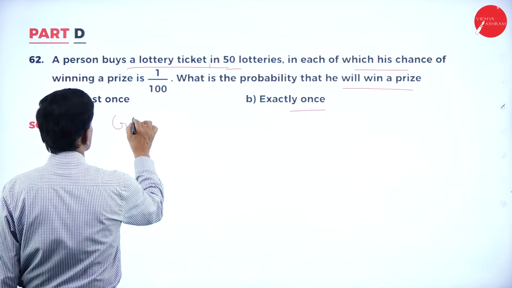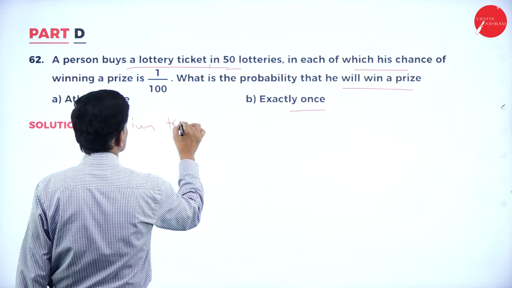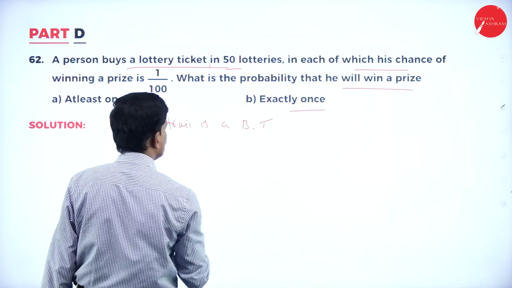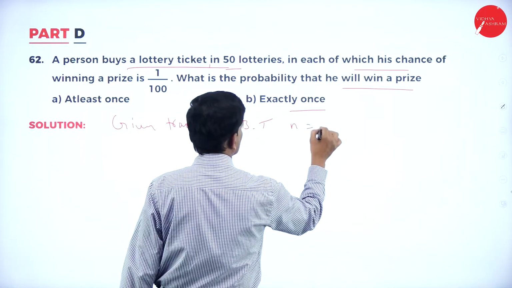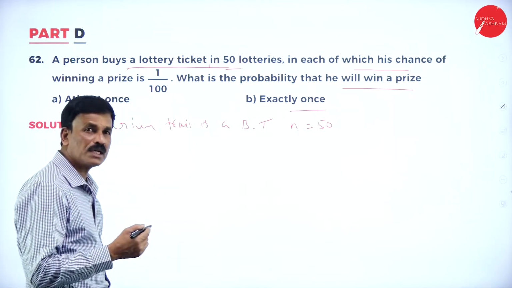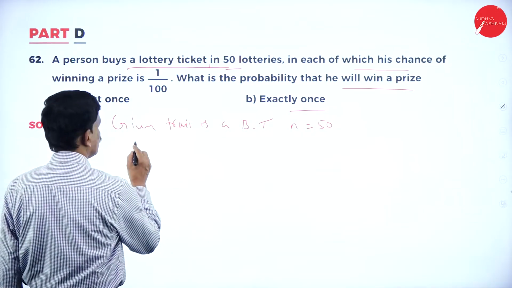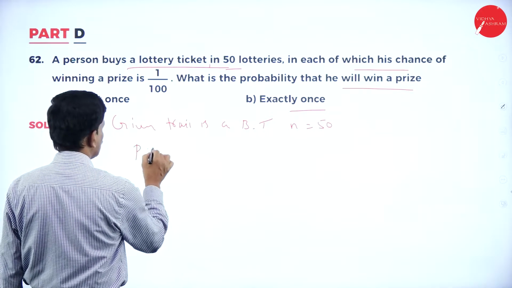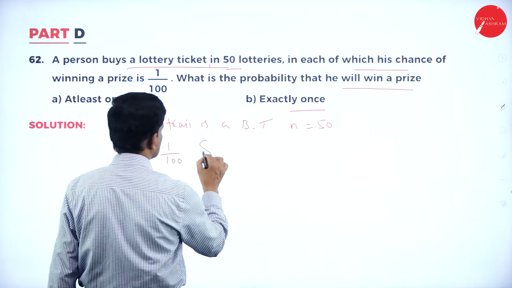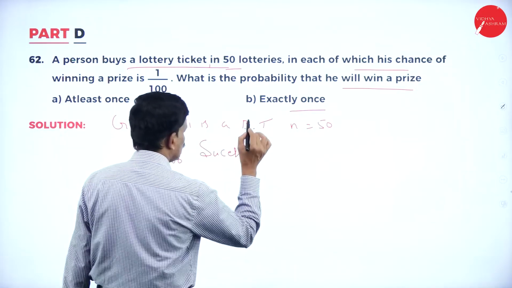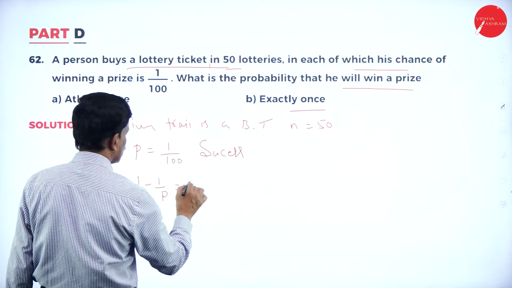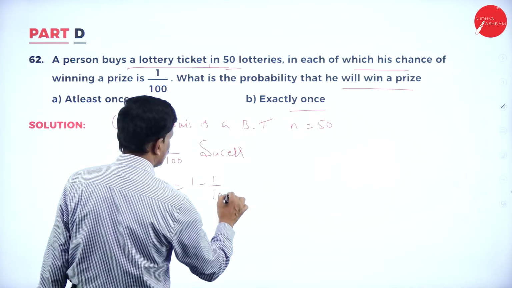So, the given trial is a Bernoulli's trial with n is equal to 50, right? What is given? Given winning a prize as a success. So, winning the prize is given as p is equal to 1/100. This is called the success. Now, not winning a prize, that is q, is equal to 1 minus p, that is equal to 1 minus 1 by 100.